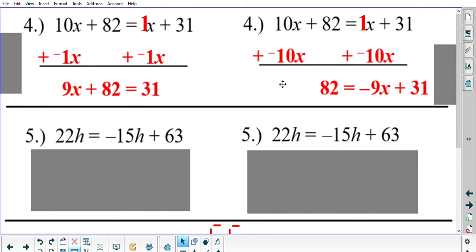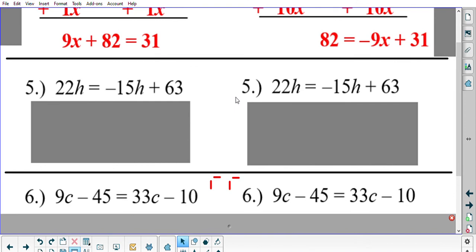That doesn't mean I actually want you to do it both possible ways. I'm totally fine with you picking whichever way you felt like doing. They both will work to get the variable on one side. All right, hit pause on the video. Do number 5 and 6 on your own. Then hit play when you're ready for me to go over them.